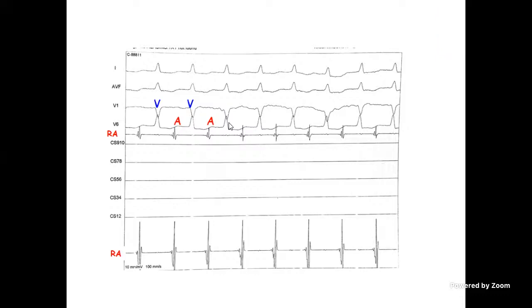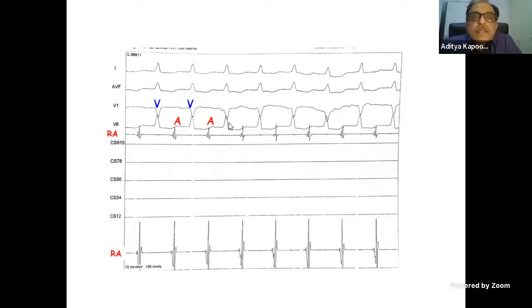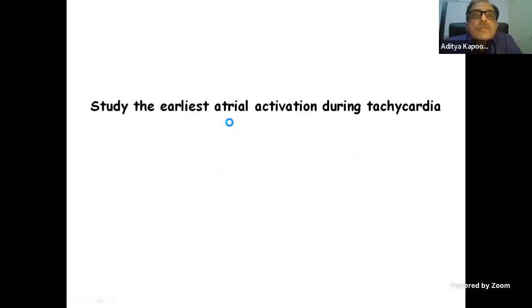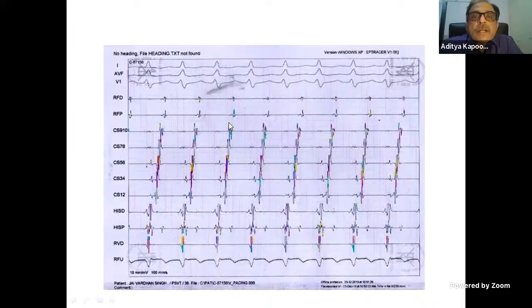Atrial tachycardia. Correct. So it cannot be a typical AVNRT. It can be either of the three. And in this situation, you need to study the earliest atrial activation. During the tachycardia, you need to put a catheter in the CS, and you need to have multiple catheters to localize where the earliest retrograde atrial activation is.